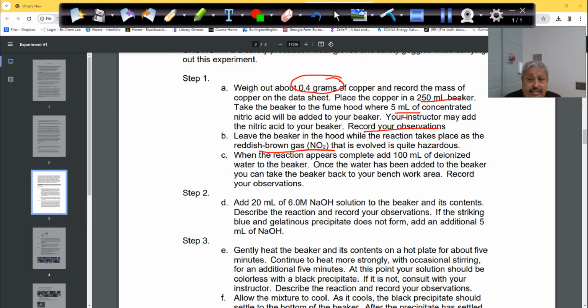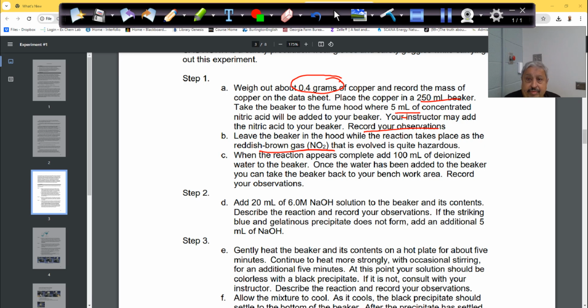Then you will add 100 mL H2O. Now this H2O has nothing to do with the reaction, but just dilutes the whole solution. So step 2, you take your sodium hydroxide and add 20 mL of it to get your copper hydroxide.